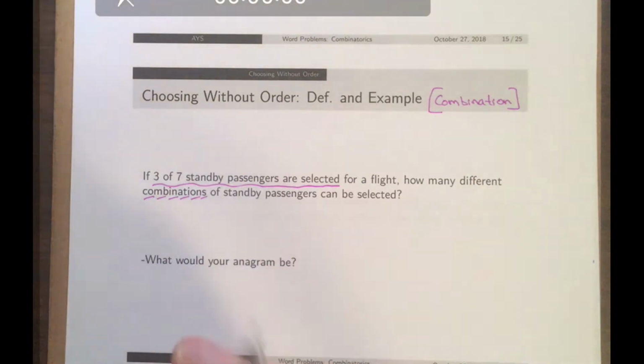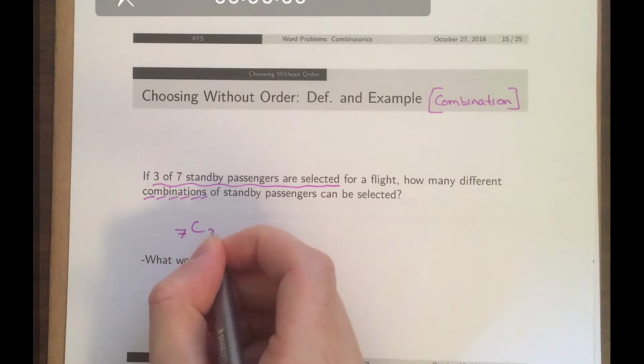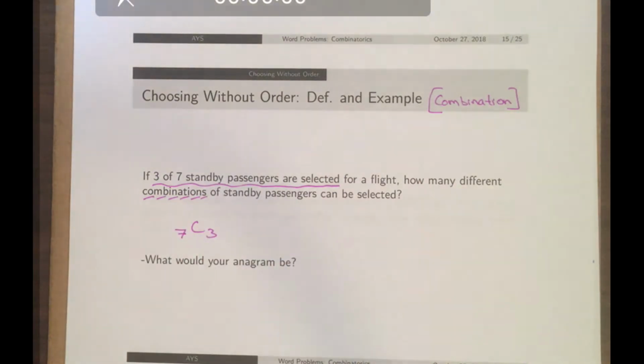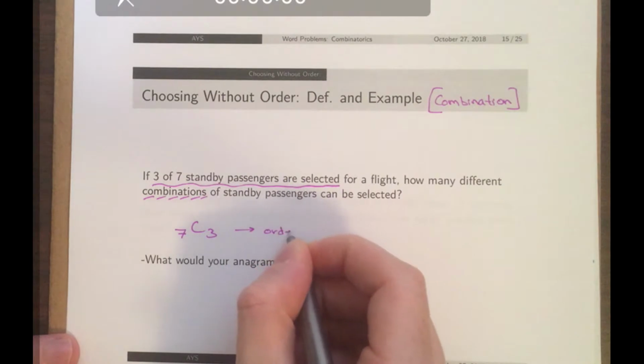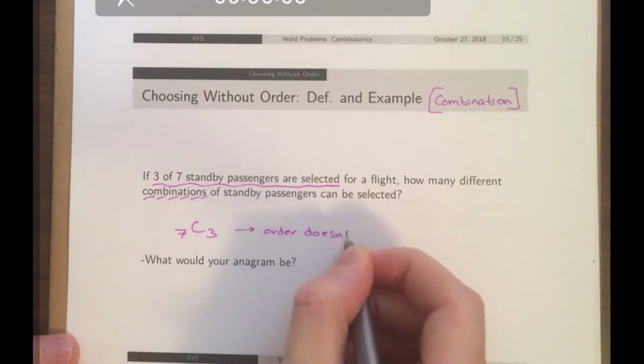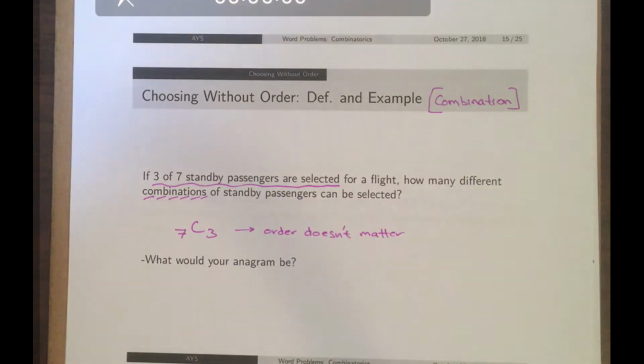It's not saying who's going to sit in seat 5A and who's going to sit in 24D. You're just saying 3 of them are selected out of 7. So what we'd write in formal mathematics would be 7 choose 3. And the C actually doesn't stand for choose, it stands for combination, 7 combination 3. But you can think of it as 7 choose 3. When you see the C, it implies order doesn't matter. I just need to choose 3 people from 7.